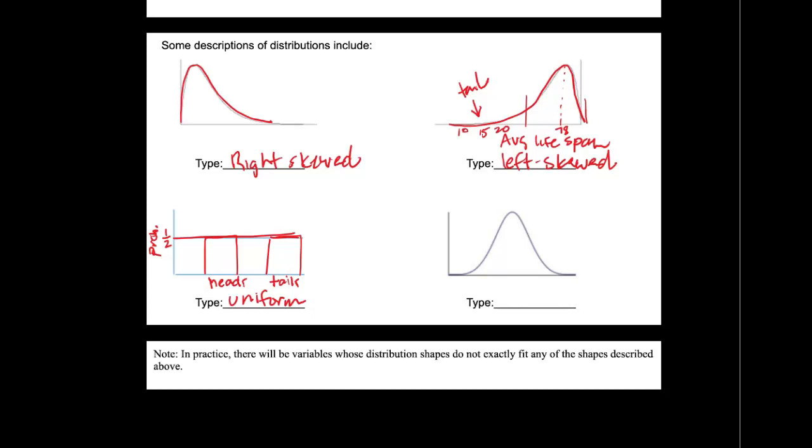And then the last one is one that looks like a bell, so we call it bell-shaped.